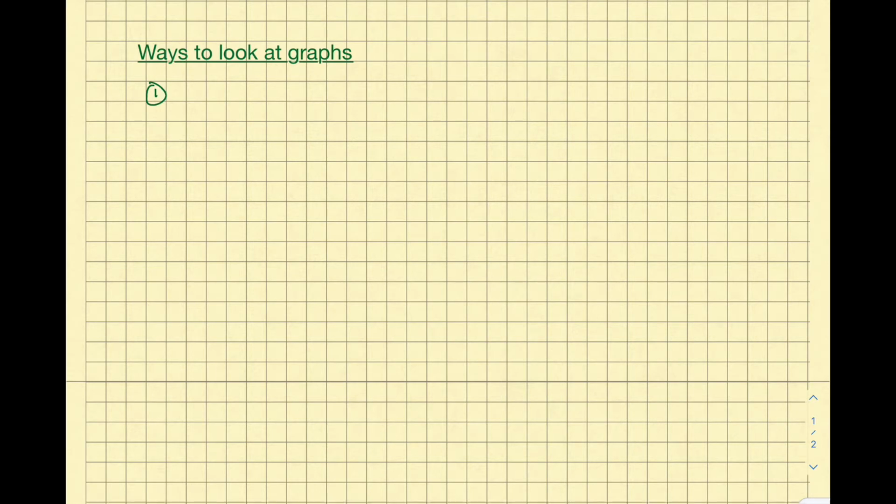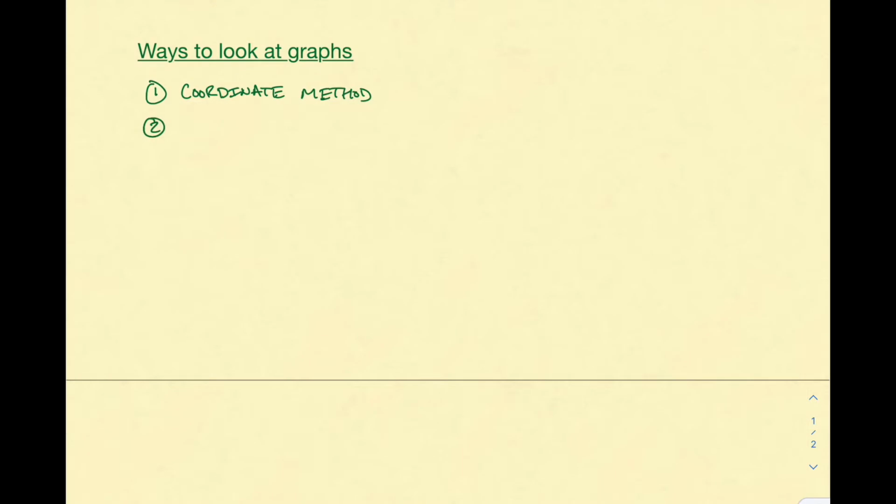All right, let's talk about ways to look at graphs. There are three particular ways that we can look at graphs. The first way is the coordinate method. I don't like this grid, so go away. All right, here we go. The slope is the second way, and the area under the curve is the third.